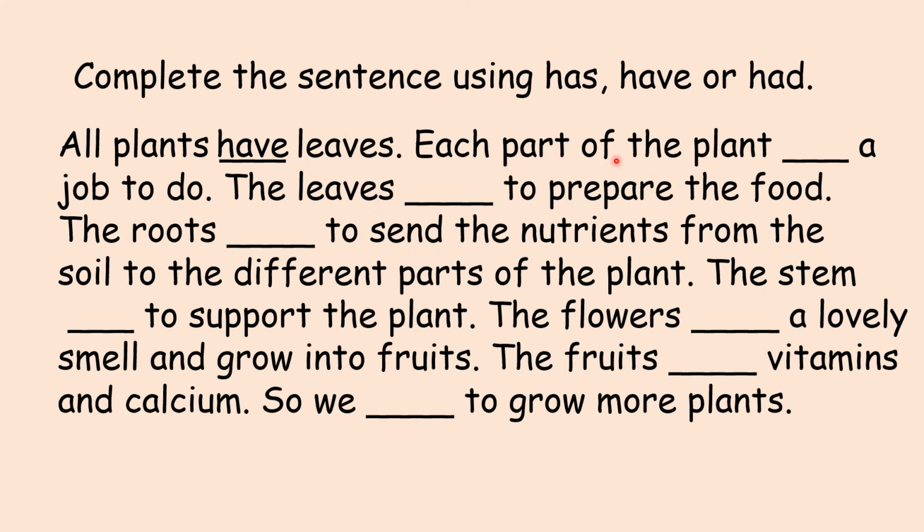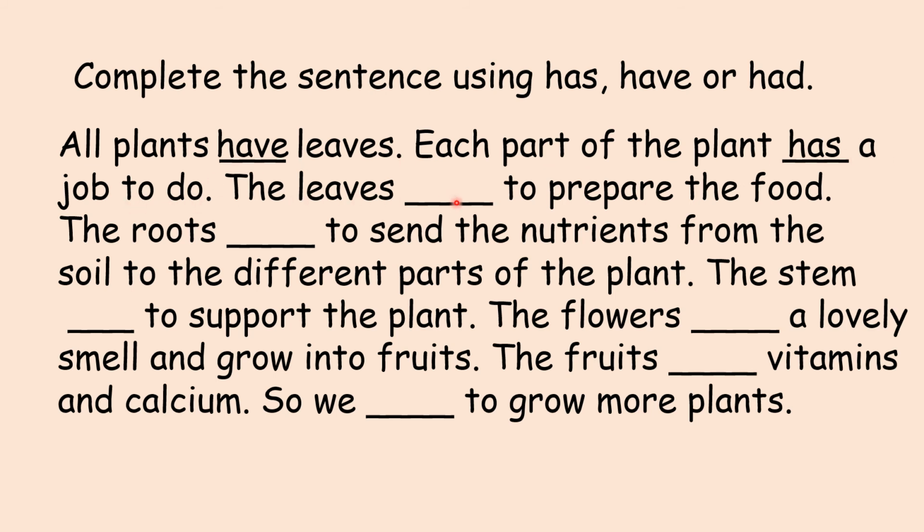Each part of the plant dash a job to do. Here we are talking about only one plant, not plants. Each means one. So the word plant is there. You have to use it only for one. Has, have or had? Has, because it is only one. Each part of the plant has a job to do.